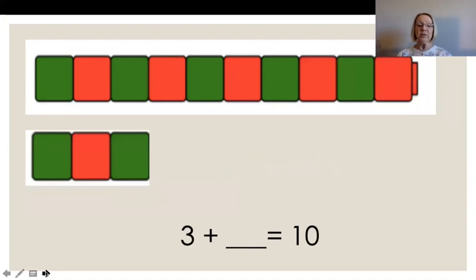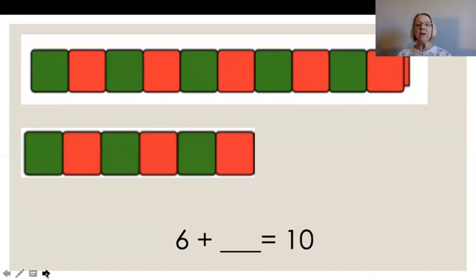10 cubes, snap. Now I have 3. What do I need to make 10? 7, correct. 10 snap cubes, snap. Now I have 6. How many do I have behind my back? 4. 6 plus 4 is 10.